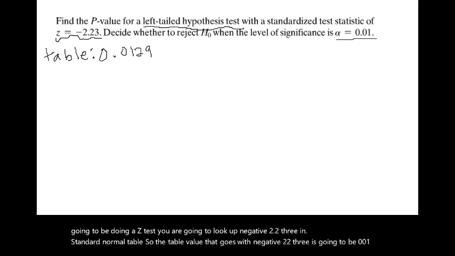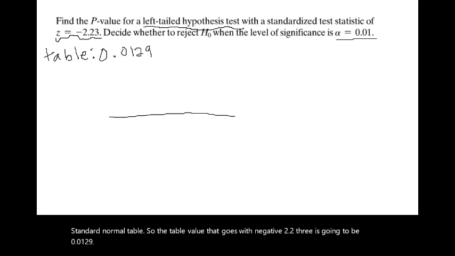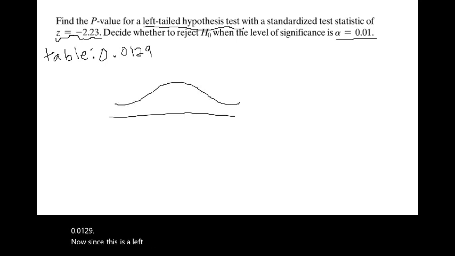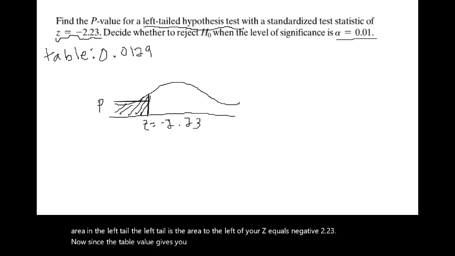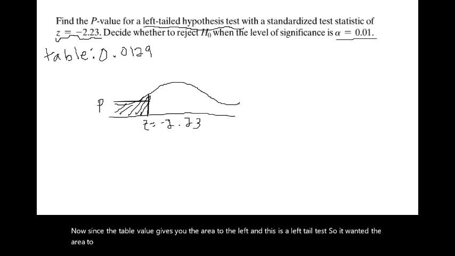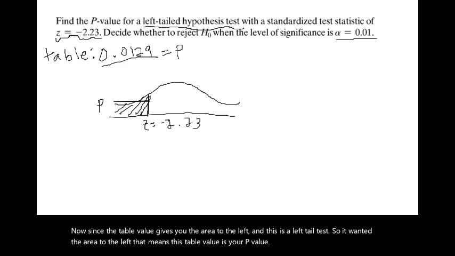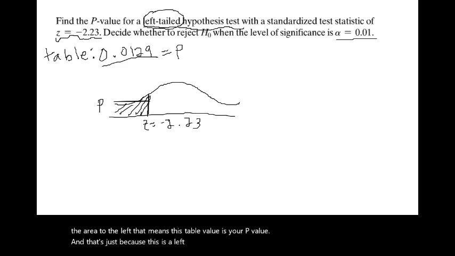0.0129. Now, since this is a left tail hypothesis test, what that means is that the p-value is going to be the area in the left tail. The left tail is the area to the left of your z equals -2.23. Now, since the table value gives you the area to the left, and this is a left tail test, so it wanted the area to the left, that means this table value is your p-value. And that's just because this is a left tail test.